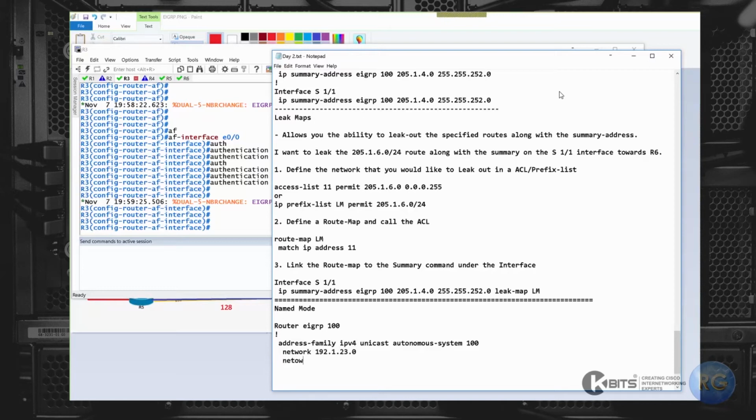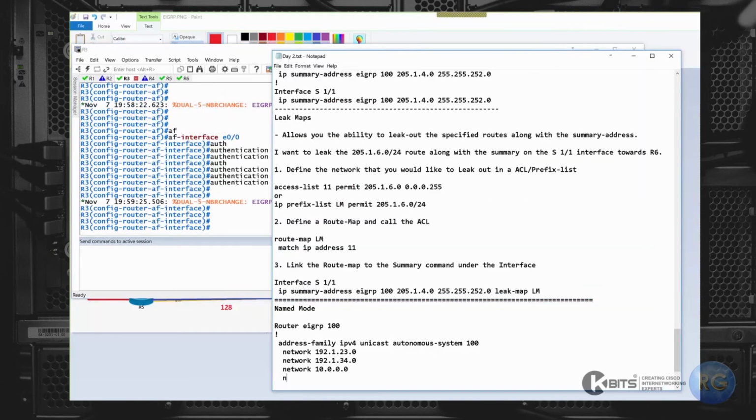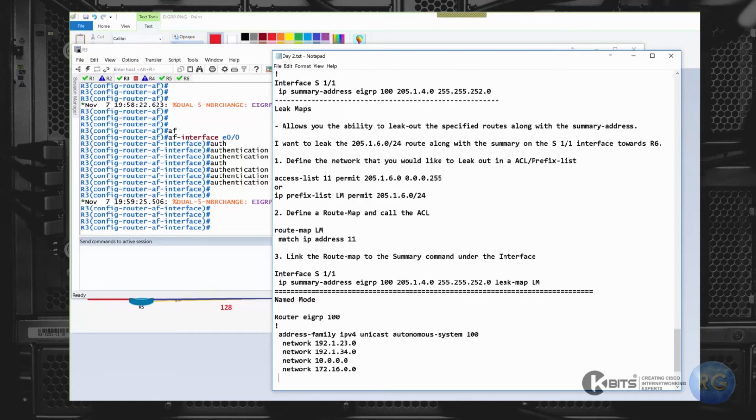I'll try to remember the ones that we had. I think I had the 10 networks over here. What else did I have? 172.16. Good, guys. Everybody okay with this?